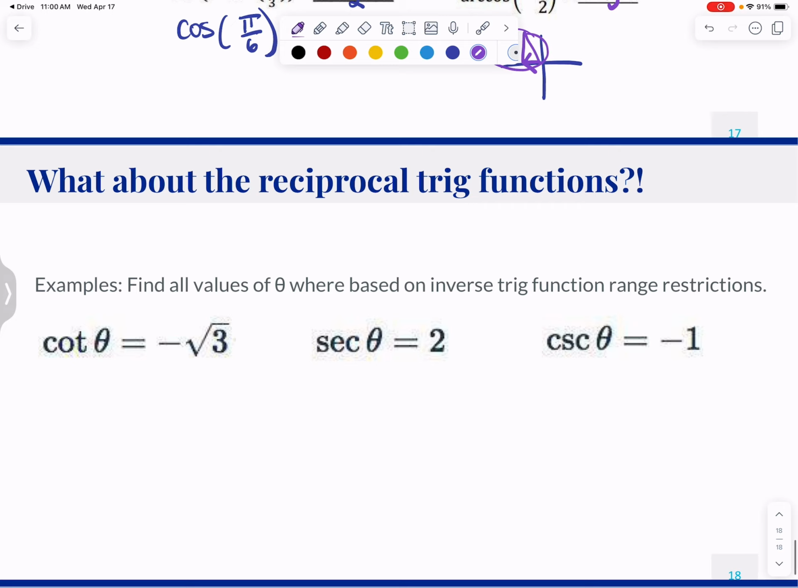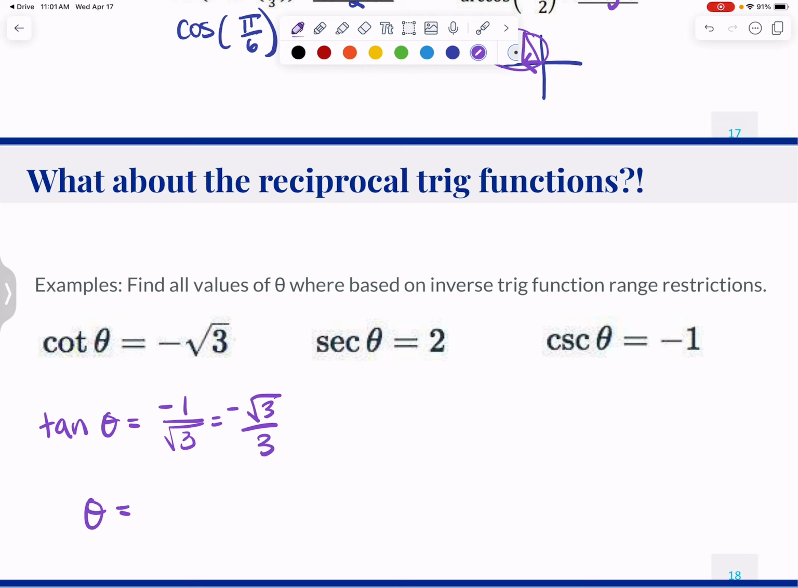The last thing I want to think about is the reciprocal functions. If you're trying to solve an equation like this, you've isolated your trig function and you want to solve for theta, we're not going to worry about working with inverse functions of the reciprocals because we can always just use the original 3 to solve our problem. So I'm going to convert each of these equations to sine, cosine, or tangent. Cotangent is the reciprocal of tangent. You're always allowed to take the reciprocal of both sides of an equation. So I can flip negative root 3 to be 1 over negative root 3, which we know the reciprocal of the reciprocal of root 3 is root 3 over 3.